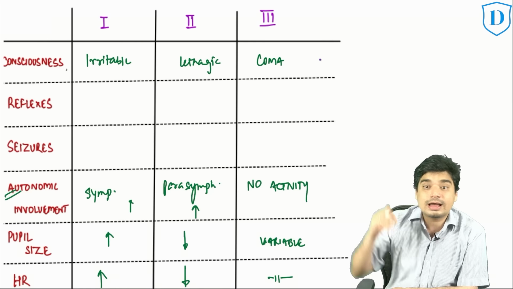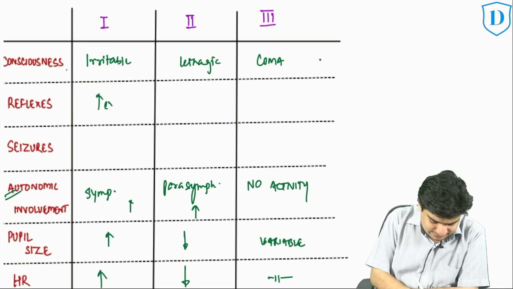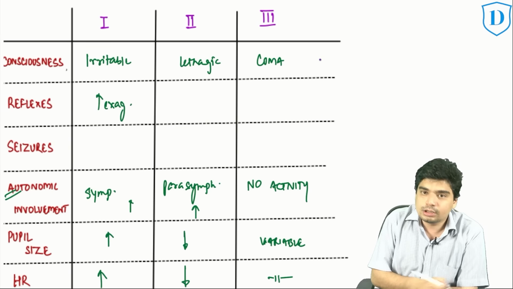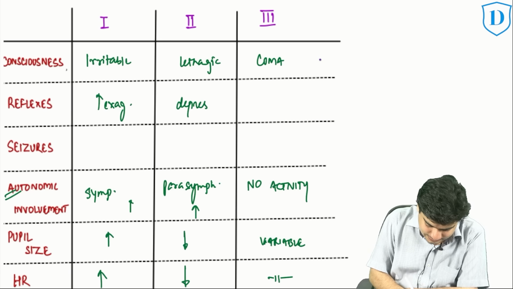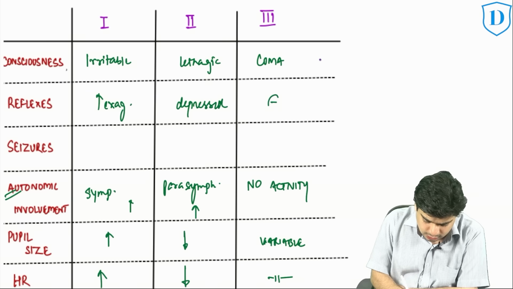Reflexes, again, high, low, nothing. So reflexes will be exaggerated in stage 1. They will be depressed in stage 2. And they will be absent in stage 3.